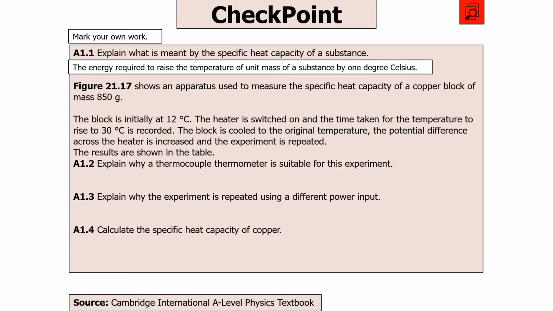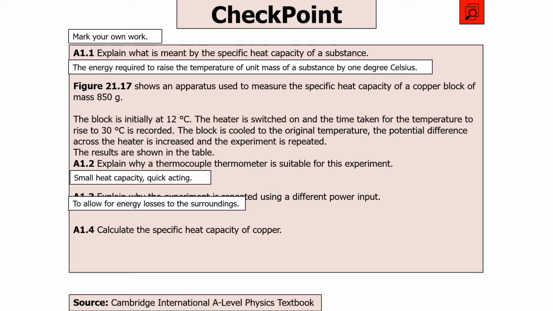Now a thermocouple thermometer is used because it has a very small heat capacity and it can quickly act and will quickly record the temperature. The next one, we will use different power inputs to allow for energy losses to the surroundings.